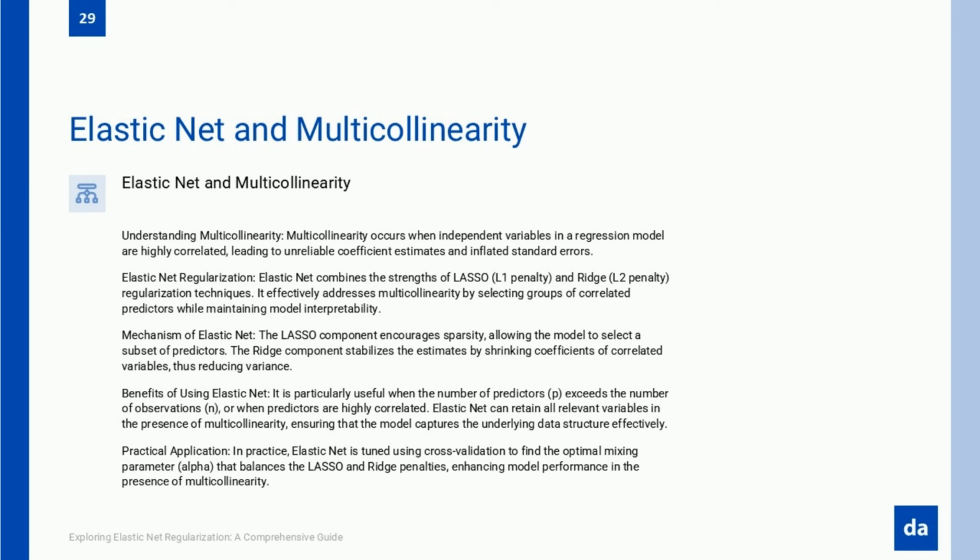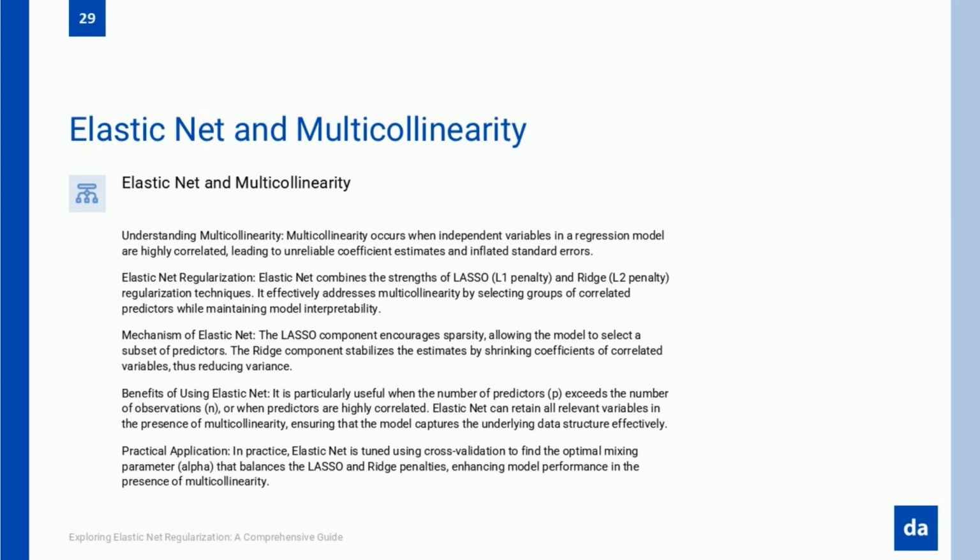A great example of this is in economic forecasting, where interest rates, inflation, and GDP growth are all intertwined. Instead of choosing just one variable and discarding the rest, Elastic Net keeps all relevant predictors, ensuring a more stable and reliable model. The ability to handle multicollinearity makes Elastic Net ideal for high-dimensional and structured datasets, where relationships between features are unavoidable. But datasets don't just have correlation issues. They can also suffer from sparsity, where many features contain mostly zeros or missing values. In the next section, we'll explore how Elastic Net deals with sparse data and why it's a powerful choice for these scenarios.